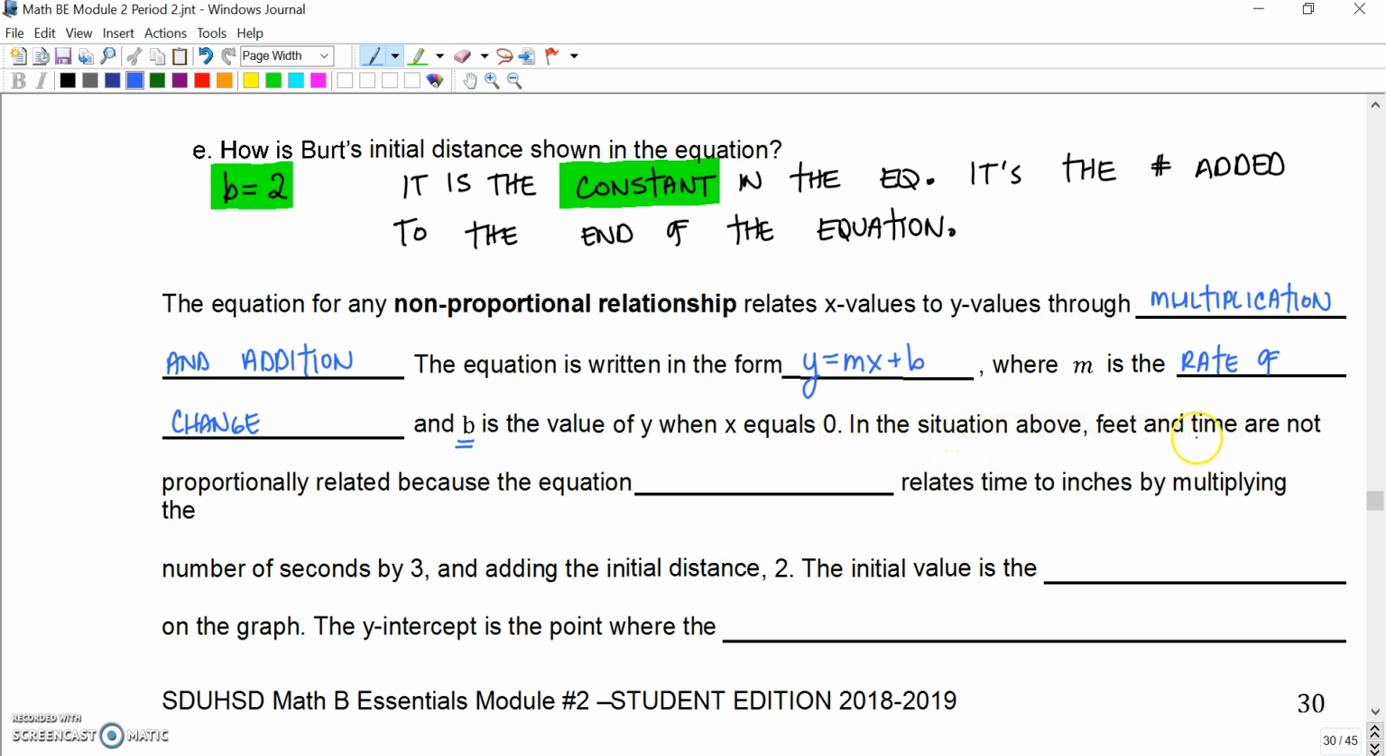In the situation above, feet and time are not proportionally related because the equation y equals 3x plus 2 relates time to inches by multiplying the number of seconds by 3 and adding 2. The initial value is the y-intercept. And the y-intercept is the point where the graph crosses the y-axis.